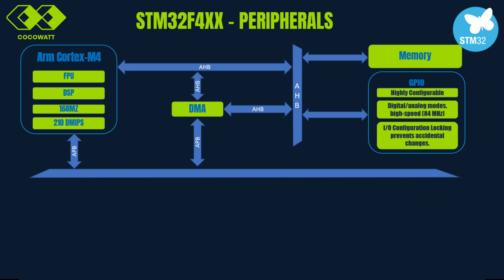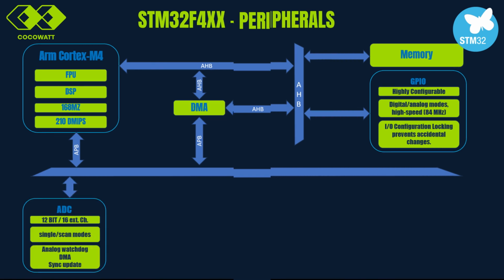This STM32 has three 12-bit ADCs, each supporting up to 16 external channels.